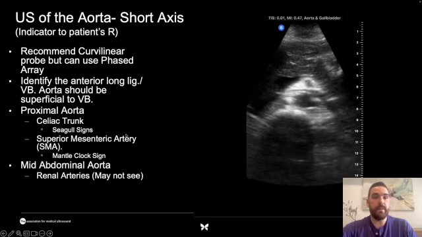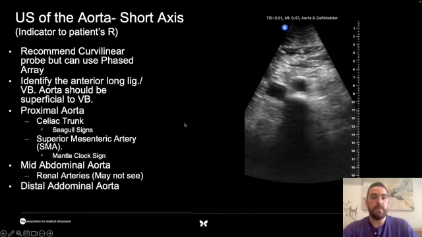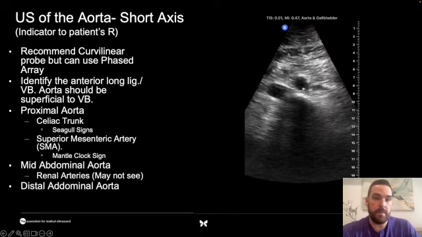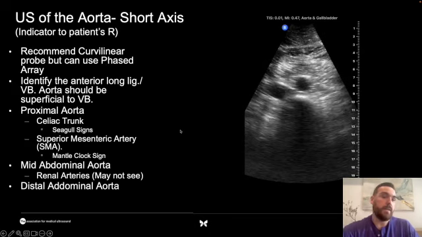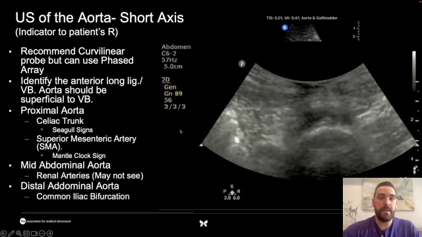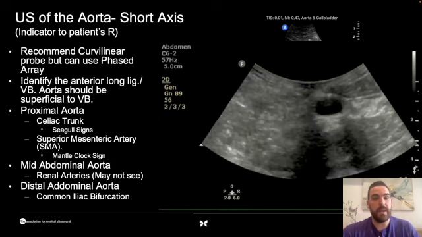As we move down the abdomen, we'll see the mid aorta, which is just, here's our circle in the aorta just above the spine. There's our IVC. And then lastly, we'll see the abdominal aorta bifurcate into the common iliacs.